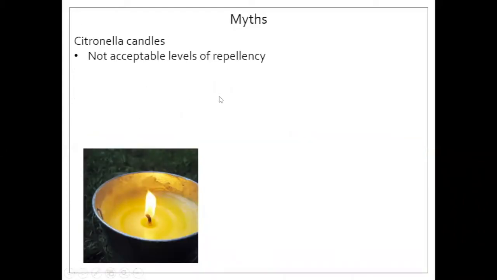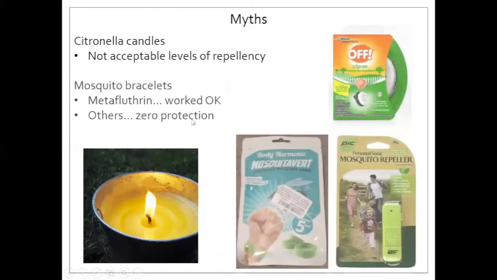For myths, citronella candles, they don't really work. They're not acceptable levels of repellency. The mosquito bracelets, this one on the top, it used metofluthrin. This one worked okay. It actually worked pretty darn well. And that's because this OFF bracelet emits a synthetic compound, in the same class of compound as what they use in the aerial spray. So if you think about this bracelet that you're wearing, maybe like a little bit of a fogger, you're going to be fogging this compound around your body. That's going to work really, really well.